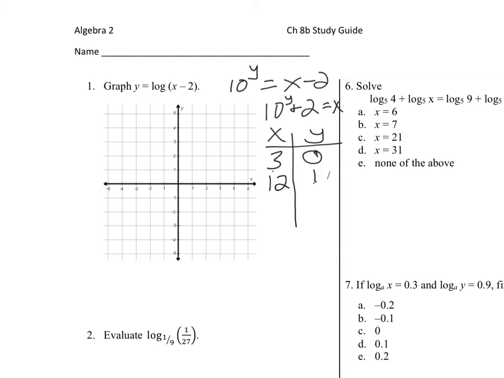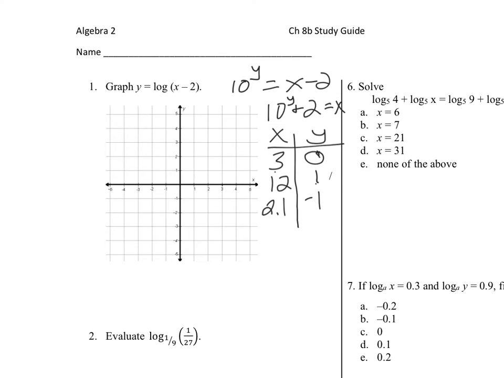Okay, that's very large. So we're going to try minus 1. So that's 1/10 or 0.1. I add 2, I've got 2.1. All right, so let's plot these and see where we're at. X is 3, y is 0. 12, 1 is way the heck off. It's going to be like over here, right? So it's going to be up about there.